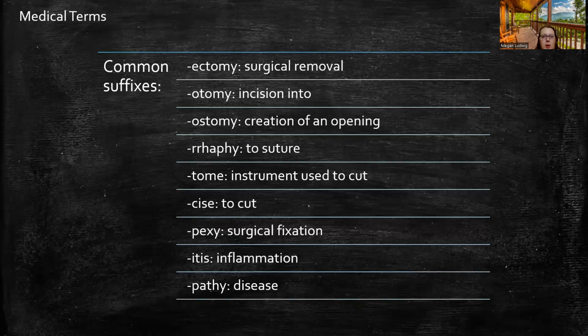You could have an orchiopexy. Usually we do those on young males, like age 2, 3-ish, where the testes maybe didn't descend. So orchiopexy, fixation, putting it where it goes. Itis is inflammation of something. So inflammation of what? You define the term, go back to the beginning. And then pathy is disease. Pathy.